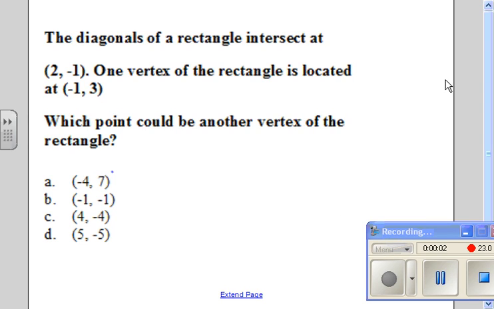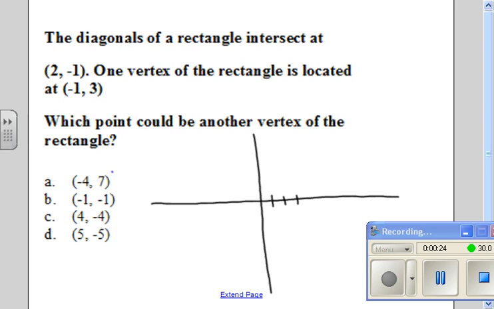Right, this is question number 9 for geometry. I know that I said the last one was 9, but I was off as far as the count. This one is number 9. So it gives you these diagonals and the center, and asks you, based on one of the corners, what is the other corner of the rectangle.